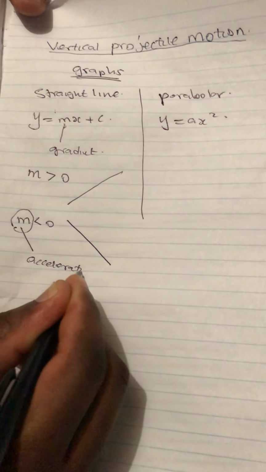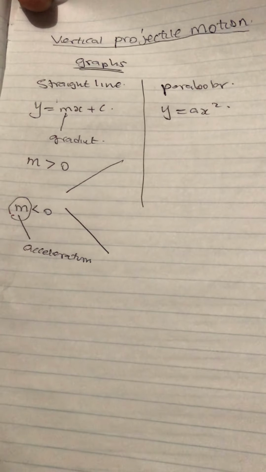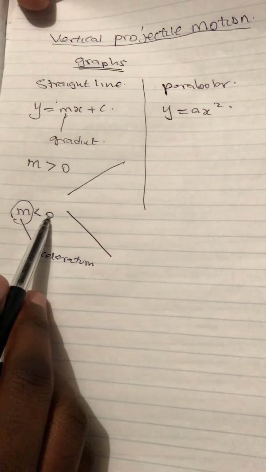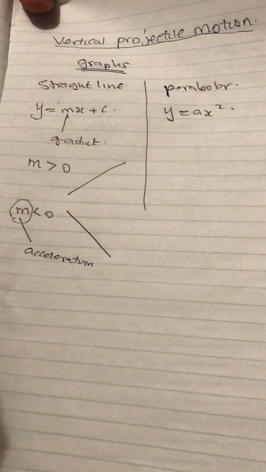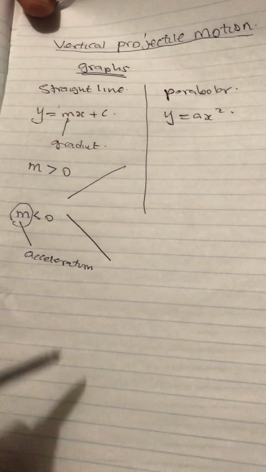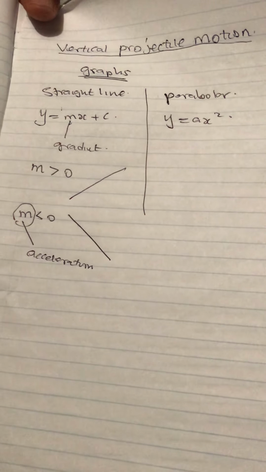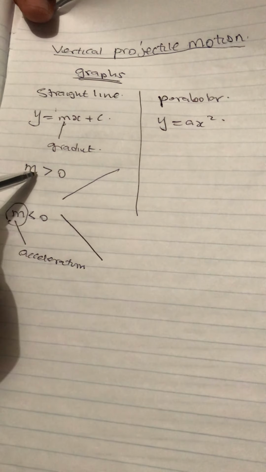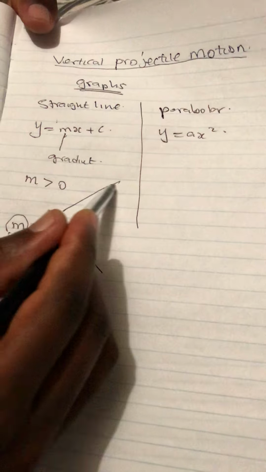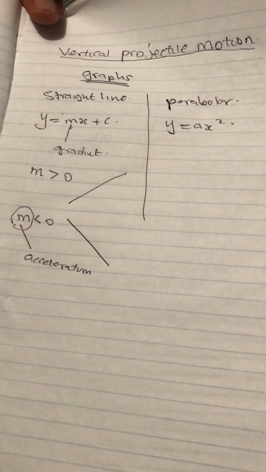This gradient represents acceleration. So if your acceleration is negative, in other words, if you choose downwards as negative, this is the type of graph you are going to see. If you choose upward as positive, this is the type of graph you are going to see.